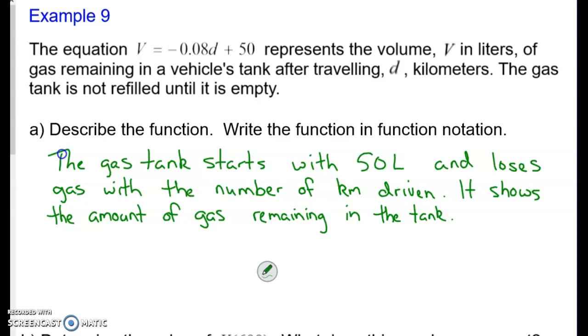So we want to rewrite this in function notation. We're going to take the equation and write it as V of D, because D is our independent variable, equals -0.08D plus 50. So basically you're taking your variable V and replacing it with V of D, because that relates your dependent variable to your independent variable.